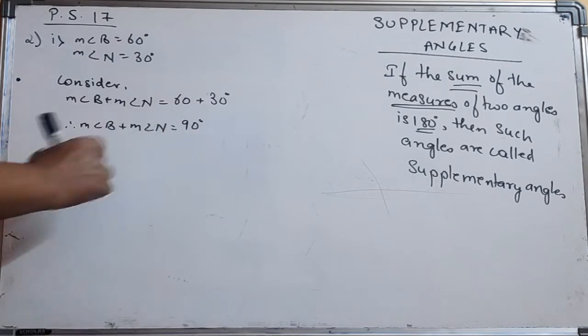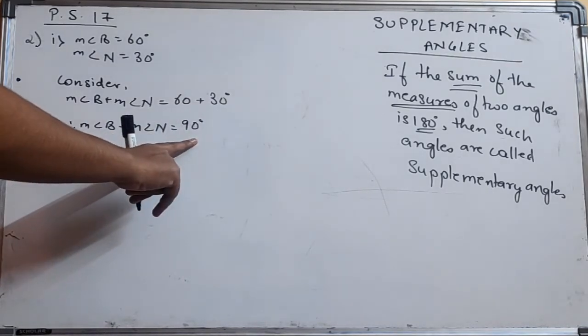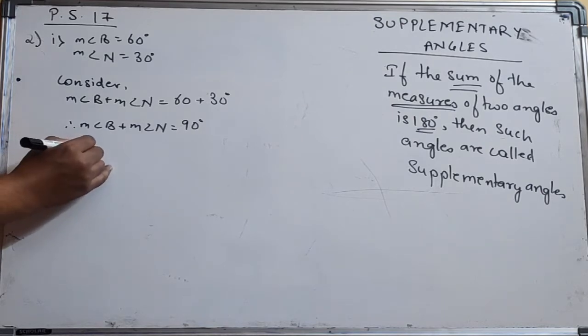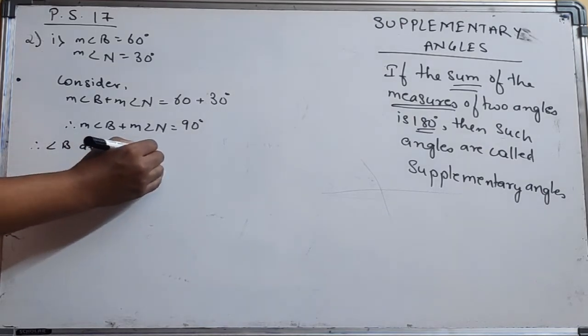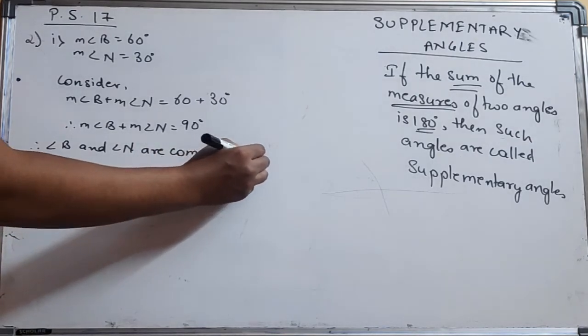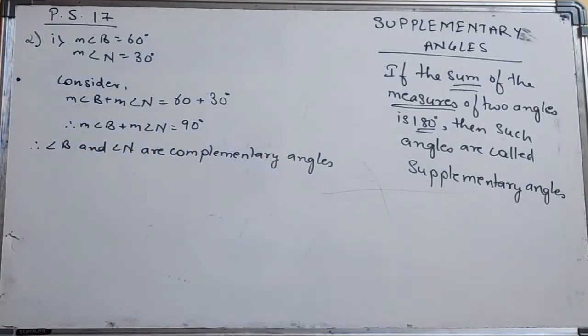90 degree. Now, since the sum of the measures of these two angles is 90 degree, therefore angle B and angle N are complementary angles. Understood? I'll solve one more.